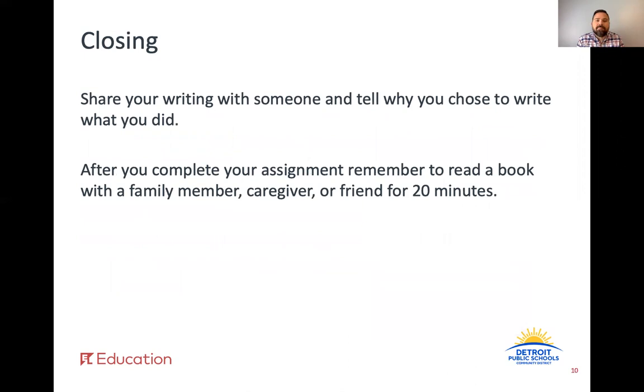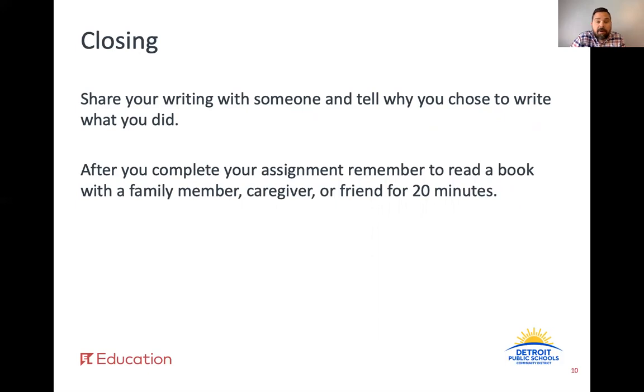Time to wrap up today's lesson. Let's think about how you did with our learning target. I can report on a topic with appropriate facts and details, speaking clearly and at an understandable pace. As a closing, you want to share your answers with someone and tell them why you chose to write what you did. As you share this out, you want to speak clearly, and you want to speak at an understandable pace, how fast you speak, not too fast, not too slow. And you want to think about the appropriate facts or supporting details that you've listed. So definitely share what you just wrote with someone and tell them why you chose to write what you did.